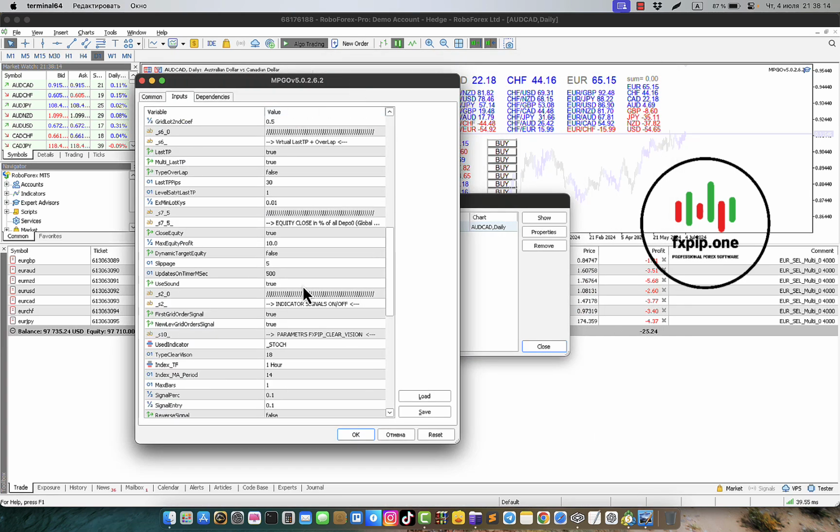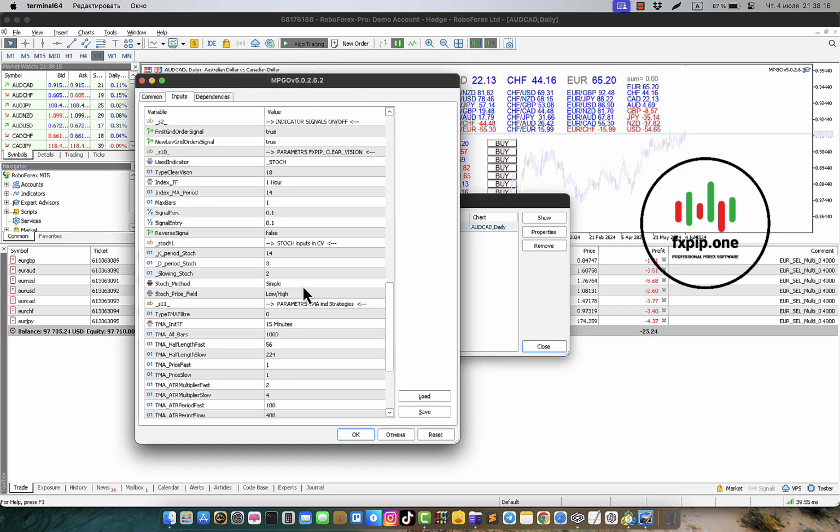The strategy will be used for this. It must always be Clear Vision 18. Remember this, 18. Any indicator you can use to see this visually, but the strategy must be 18. Any time frame you can see visually, you can use it for your signal to make a decision on which to trade and how many. So that's how it works.